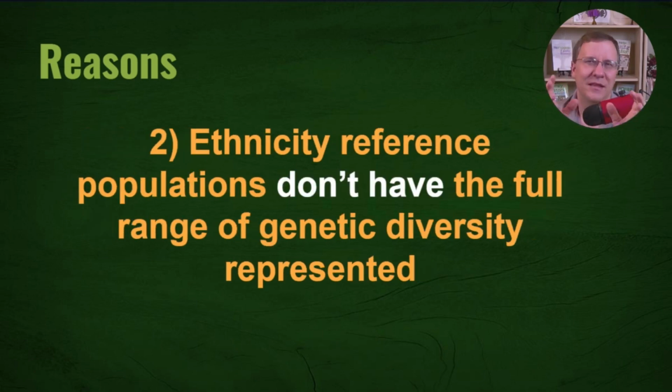Reason number 2. The ethnicity is being compared. I said that it was a closest match. What is it a match to? Well, it's a match to a reference population. So your ethnicity reference populations don't have the full range of genetic diversity represented. In other words, there's a lot more DNA in some ethnicity population than there is people that are in the reference population. Why is that?